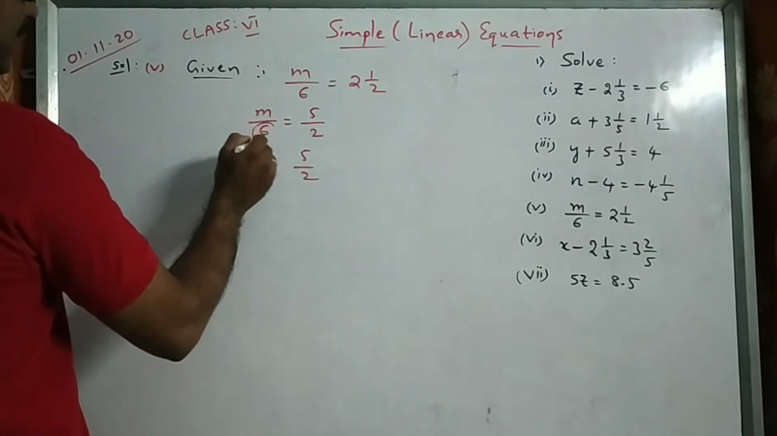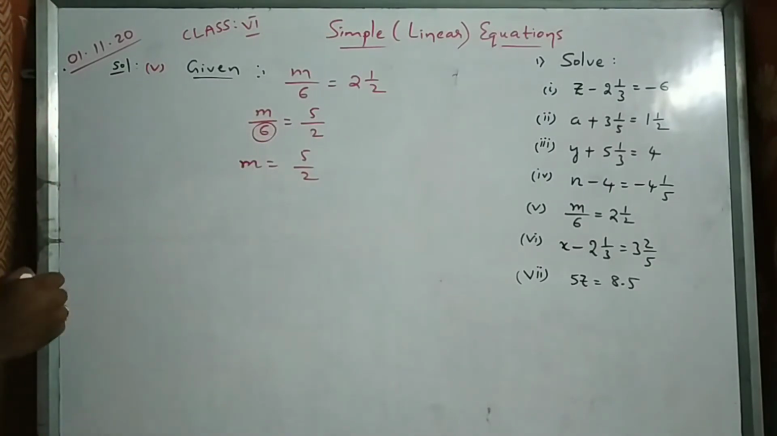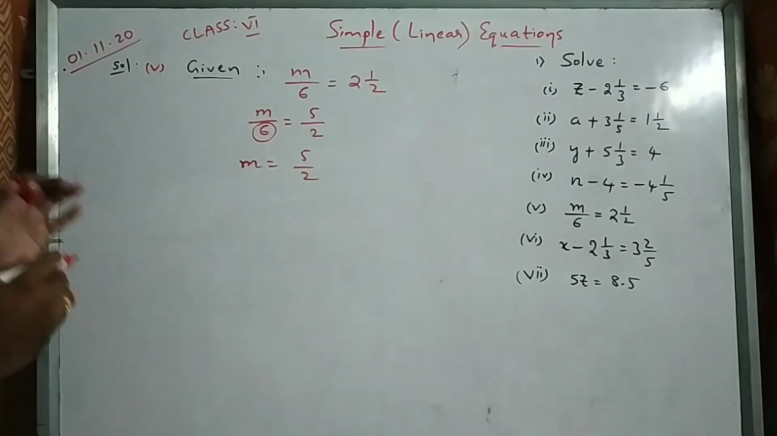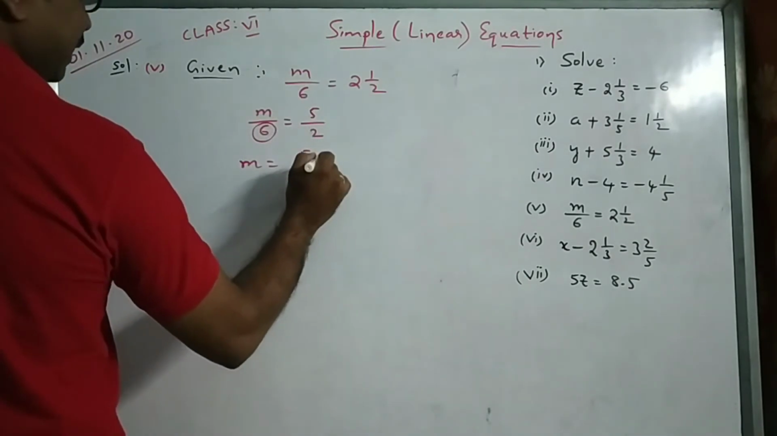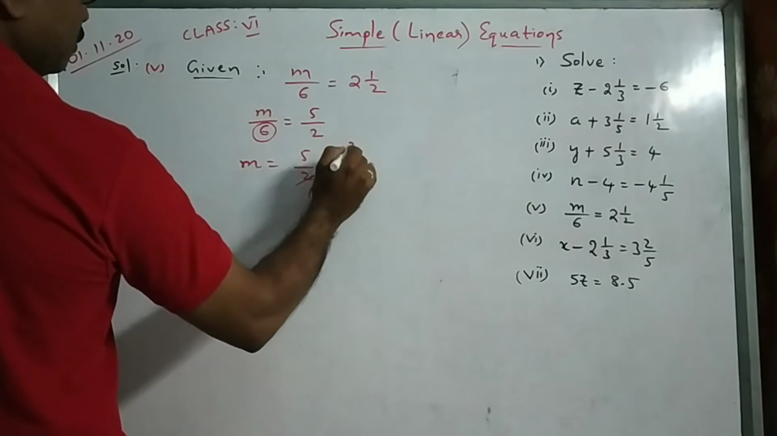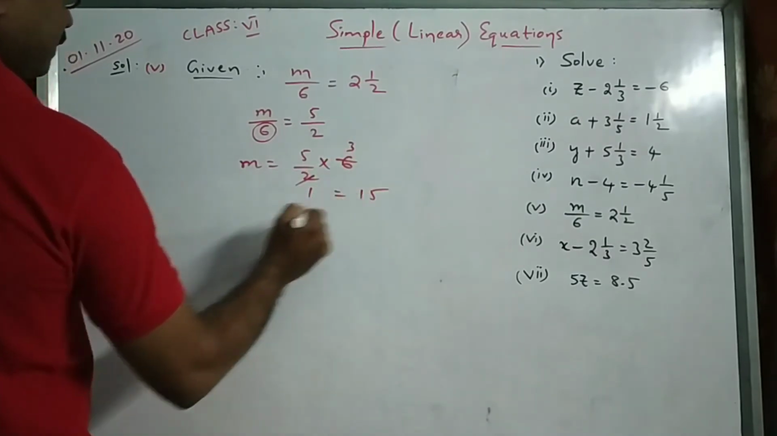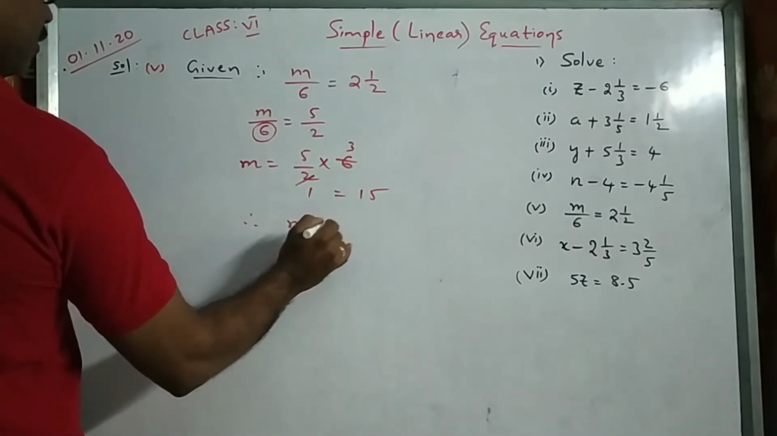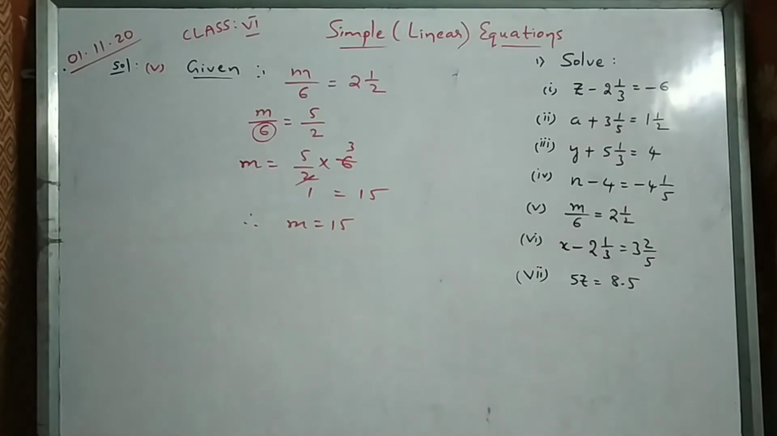This is division, right? M divided by 6. Transpose the division term to that side, it becomes a multiplication term. 2 1s, 2 3s. 3 5s are how much? 15. So the m value is how much here? 15. Simple. Next one.